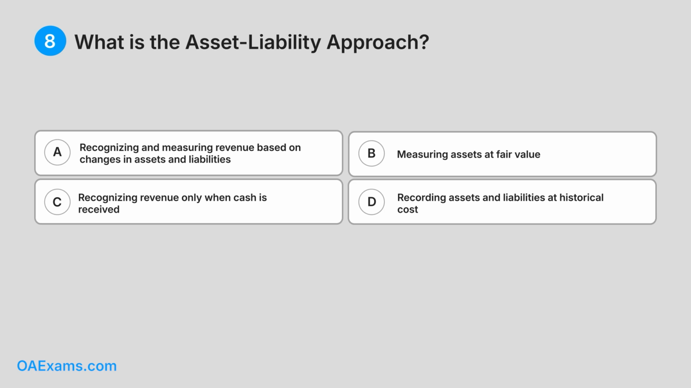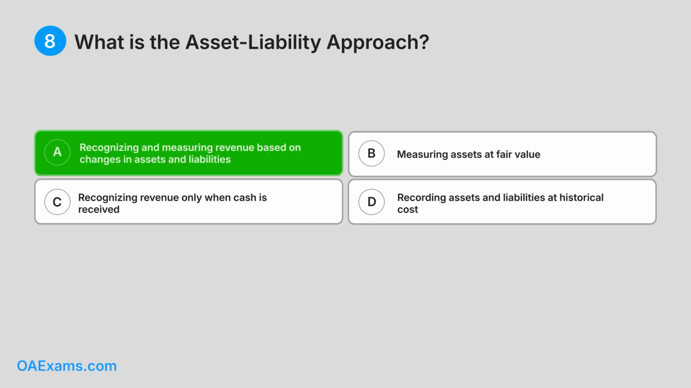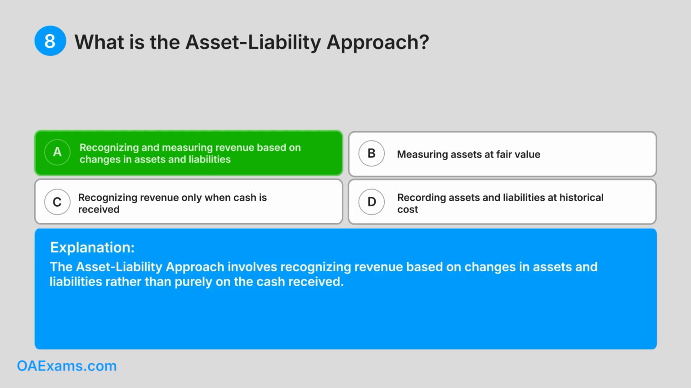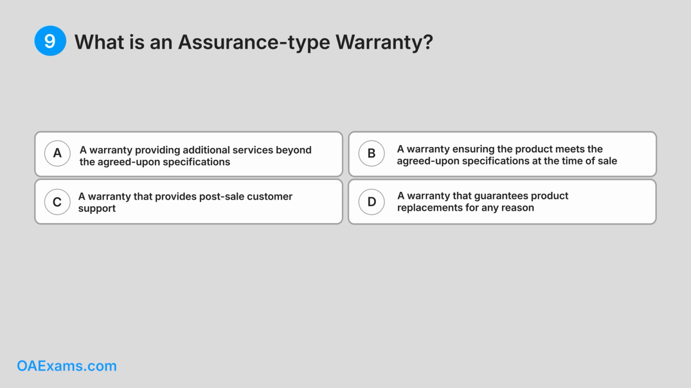8. What is the asset-liability approach? A. Recognizing and measuring revenue based on changes in assets and liabilities. B. Measuring assets at fair value. C. Recognizing revenue only when cash is received. D. Recording assets and liabilities at historical cost. Do you know the answer? Correct answer: A. Recognizing and measuring revenue based on changes in assets and liabilities. Explanation: The asset-liability approach involves recognizing revenue based on changes in assets and liabilities, rather than purely on the cash received.